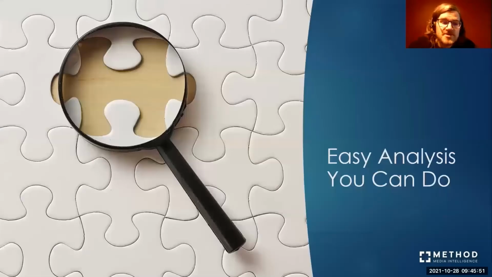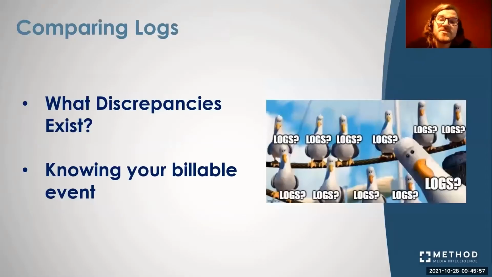So now that you've got your setup structured and you've got your data access, what sort of analysis can you do? Well, the first we'd suggest is just a comparison between the logs. So running a count at the placement level for your DSP versus a count at the placement level in your ad server data, there will often be a discrepancy of about 10 to 15%.